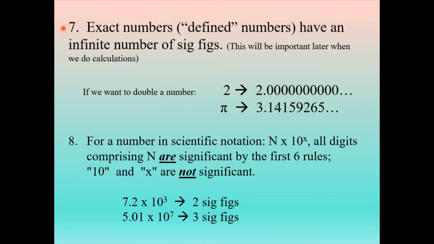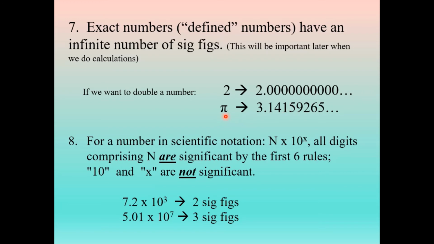Rule number 7, exact numbers, which are also sometimes called defined numbers, have an infinite number of sig figs. And we'll return to this rule later when we start doing calculations with significant figures. But let's say if we're told to pick a number and then we're asked to double that number, well, we need to multiply the number by 2. Well, what we mean here is that this is an exact number 2. All right, so it's really 2.00000, and the zeros just keep on going forever.